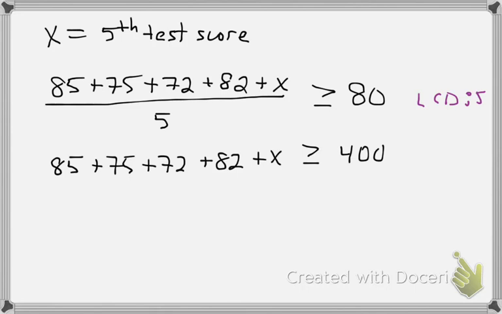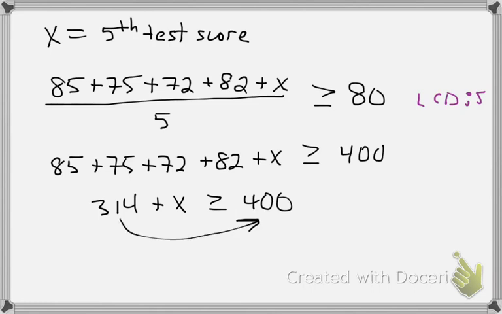What next? Combine like terms. So basically that's going to be all these numbers. So 314 plus x is greater than or equal to 400. You guys agree? All right, then what do we do? Add or subtract. So in this case, we're going to subtract the 314 over. So that's going to leave me with x. On the other side, that's going to be 86. And my inequality sign stays the same. And then the final step is to multiply or divide to get x by itself, but in this case that's already done.